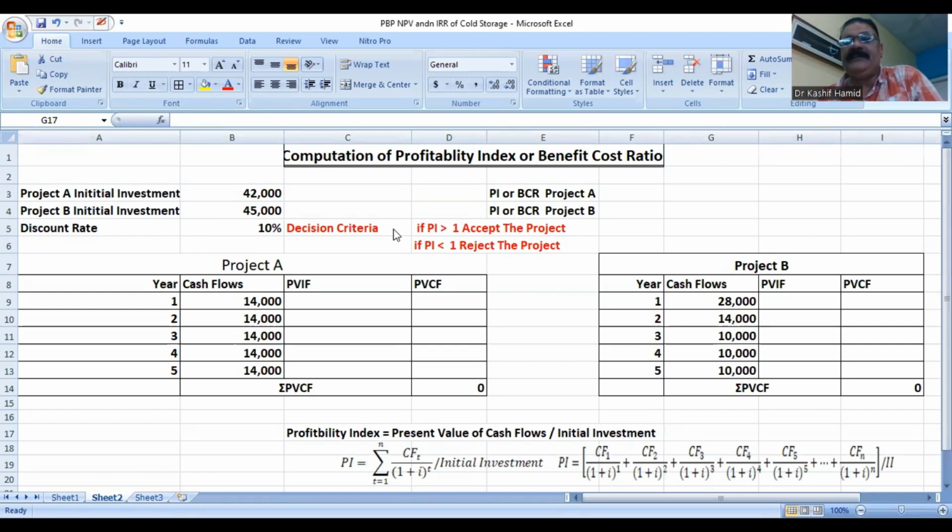That's very clear. If PI is greater than 1, accept the project. And if PI is less than 1, then reject the project. We will now first initially discount the cash flows as per this technique, and then we will divide it by the initial investment. So for project A, we have cash flows from the end of the first year up to 5 years, 14,000, a continuous series of NOT.